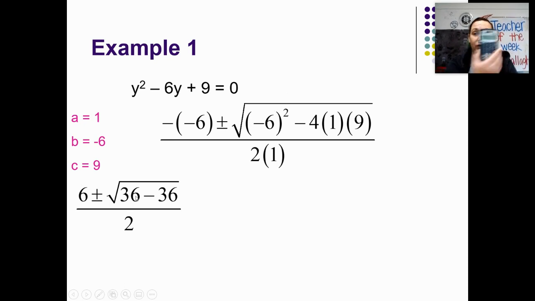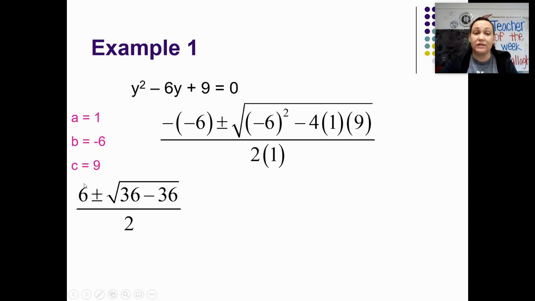And if you're typing it on your calculator and just blindly trusting what your calculator is doing, it's really important that you type it in exactly how I have it written on the screen. If you forget the parentheses, your calculator will give you the wrong answer. 4 times 1 times 9 is also 36. And 2 times 1 is 2.